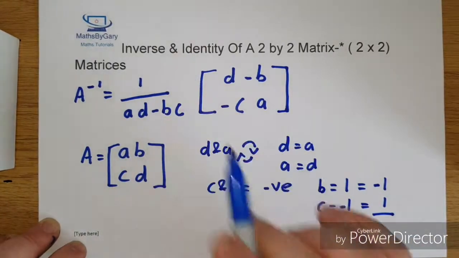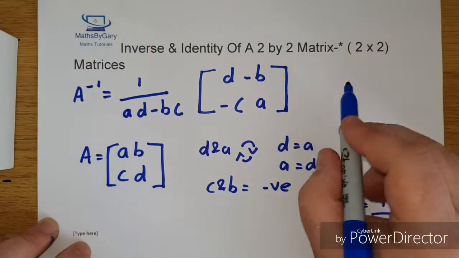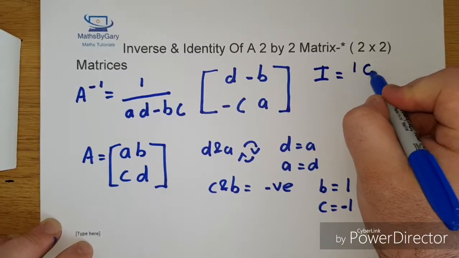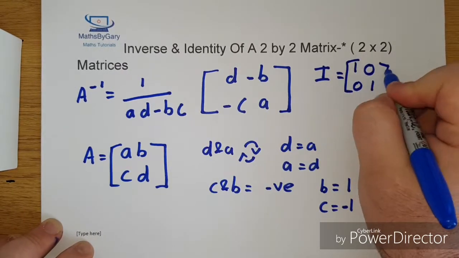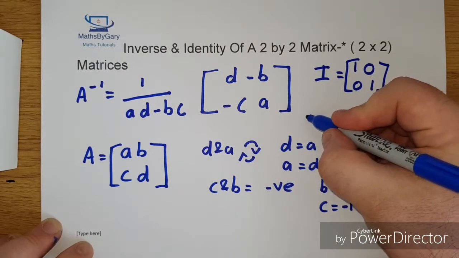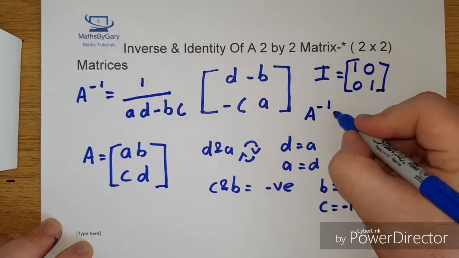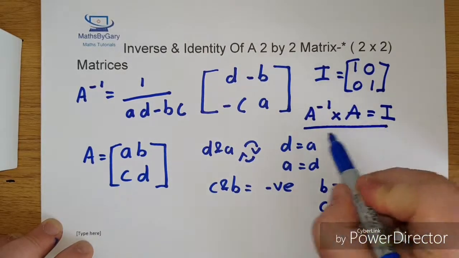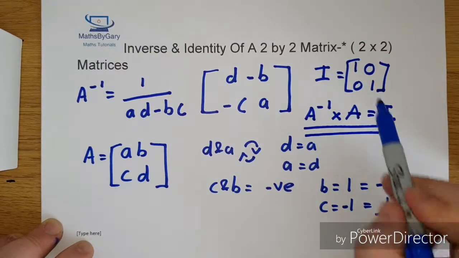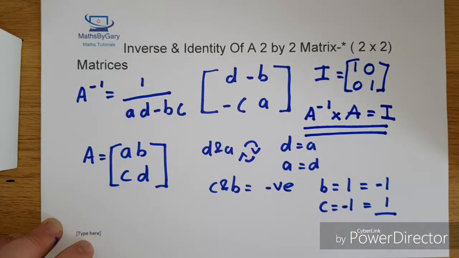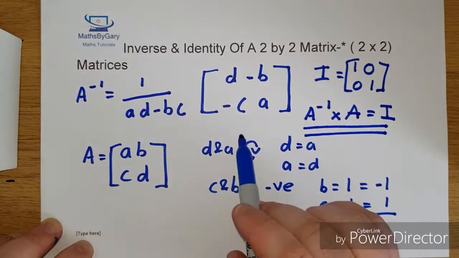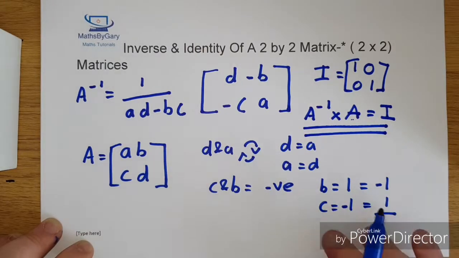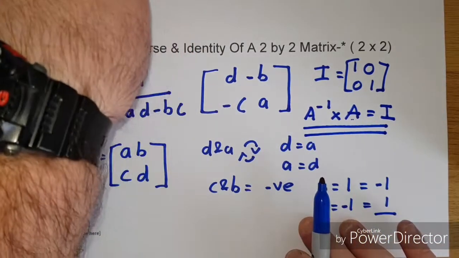We're also going to do the identity of a matrix. The identity of a 2x2 matrix is denoted by I, and it's 1, 0, 0, 1. The way we find I is the inverse of a matrix, A to the minus 1, times the original matrix A, and that should get us I. Knowing that A to the minus 1 times A gets us I, which is 1, 0, 0, 1, we can know for sure that the inverse is correct, because if we multiply the inverse by the original matrix A, we should get the identity 1, 0, 0, 1.